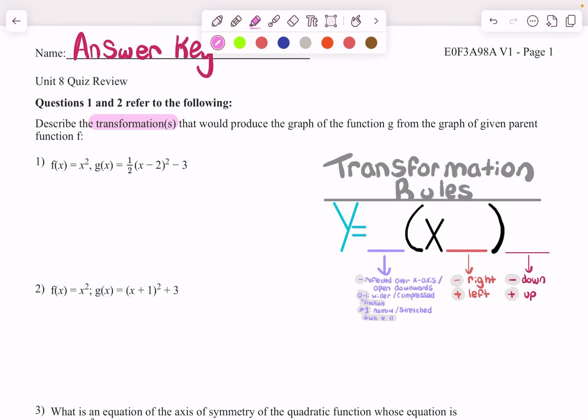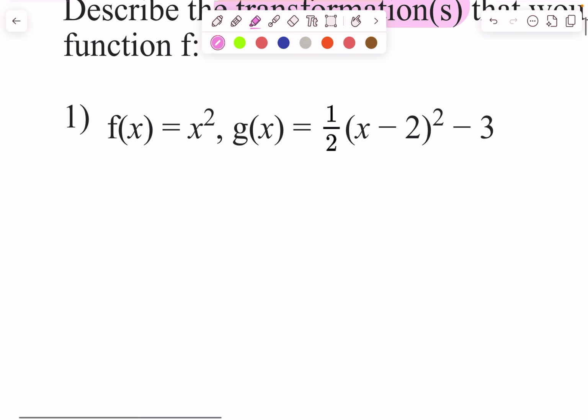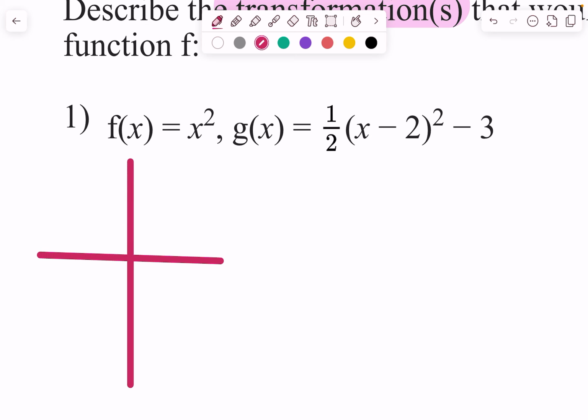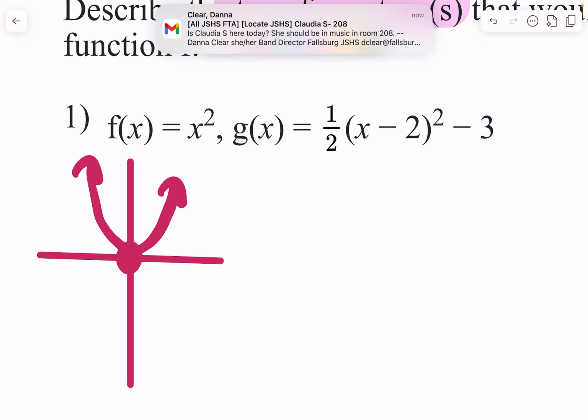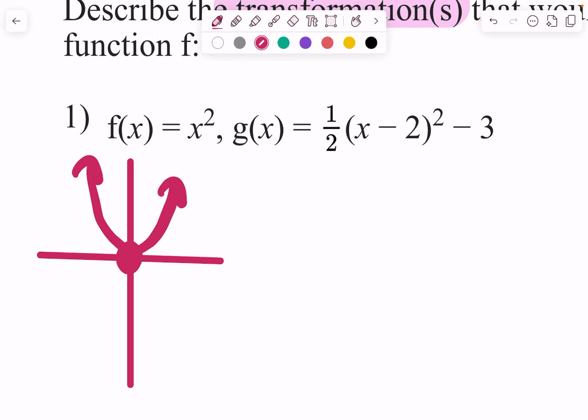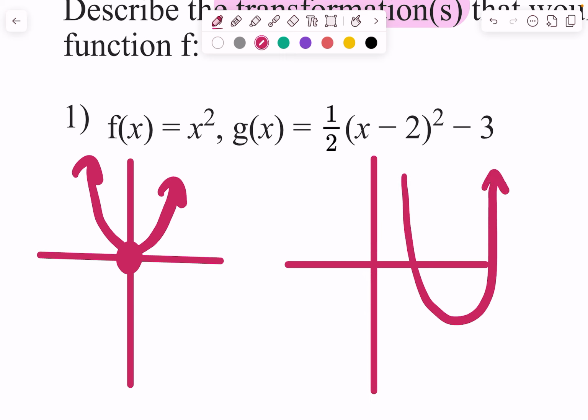All right, so let's look at this one. They want to know if you had the original parent function, f of x equals x squared. So that's one where the vertex is 0, 0, and then it creates the U shape. And they graph this new function, g of x equals 1/2 (x minus 2) squared minus 3. This graph would look something like this.